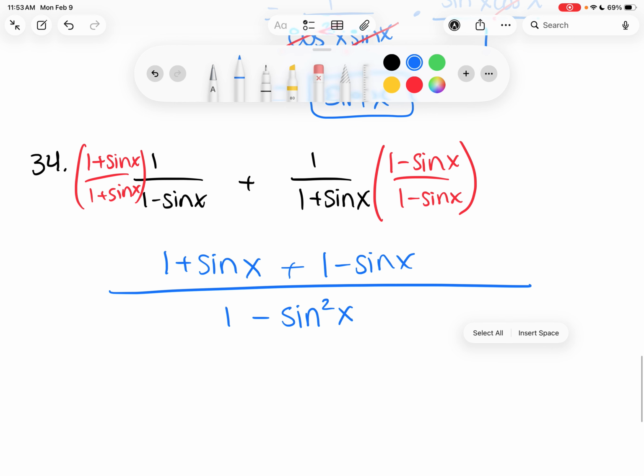Now I'm looking, can I cancel anything? On top I have a plus sine of x and a minus sine of x, so I'm going to get rid of those. That means on top I have a 2. And then what about the bottom? 1 minus sine squared of x. Is that something I can rewrite using an identity?